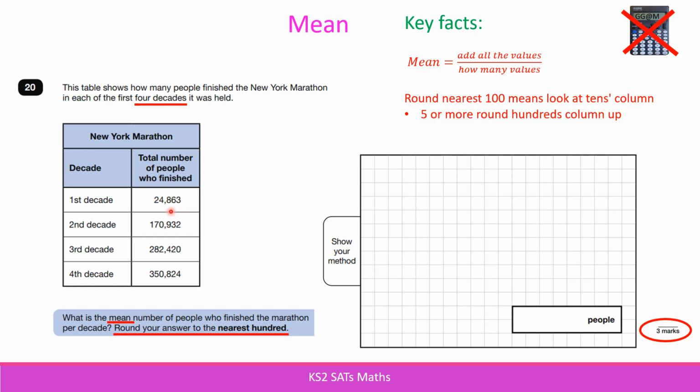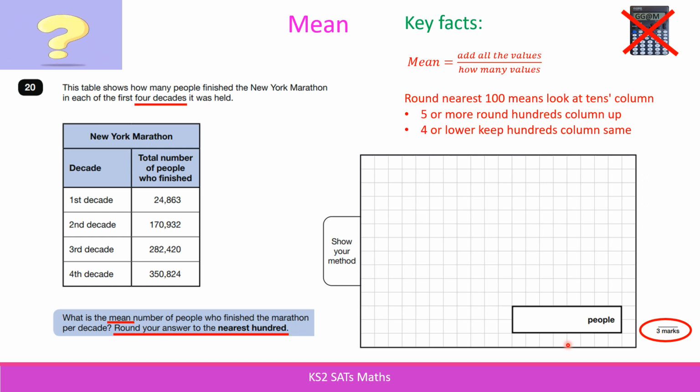So 24,900. In this case here, we're looking at the 2. So if I look at the 2 is less than 5. So if it's less than 5, you keep the number the same in the hundreds column. So this would give me 282,400 if I was going to round this to the nearest 100. So you need to be able to round, and you need to be able to work out the mean, and you need to be able to do it accurately to get the 3 marks on the exam. Have a go at working out the mean, then round your answer to the nearest 100. Write your answer in the box and then press play when you're ready to hear the answer.